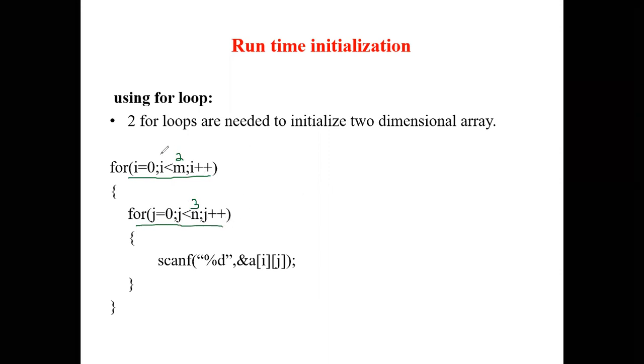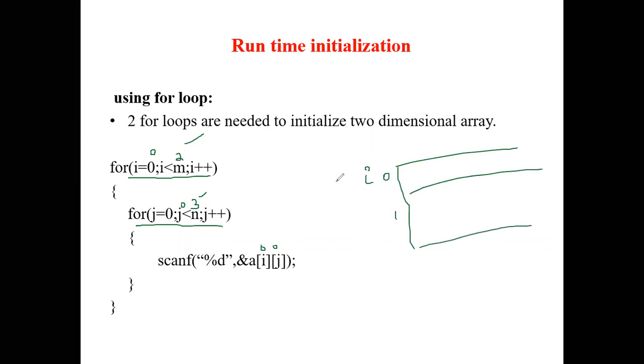Okay, so let's take an example. Okay, i will start from 0. 0 is less than 2. Yes, the condition is true. Next, j is equal to 0. j is less than 3. Yes. Okay, a of 0, 0. That is at the position. So this is for, so you are having 2 rows. Okay, so this is the size of row, 2 rows, and this is the size of column, 3 columns.